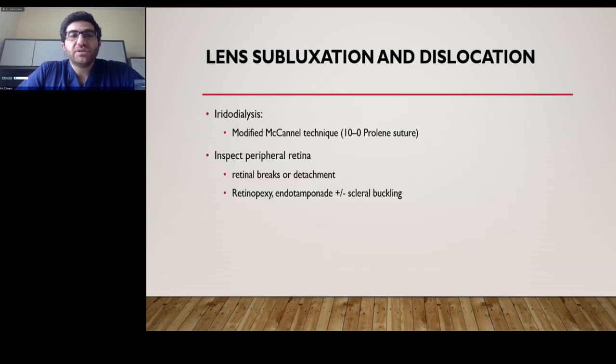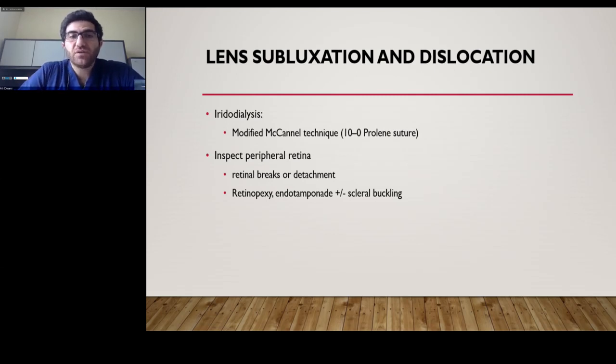It's very important that if we have other injuries like iris dialysis, they should be repaired during the same surgery. I do not do iris repair. I refer them to an anterior segment surgeon if needed. And it's very important to always examine the retinal periphery to rule out retinal breaks or small detachments.